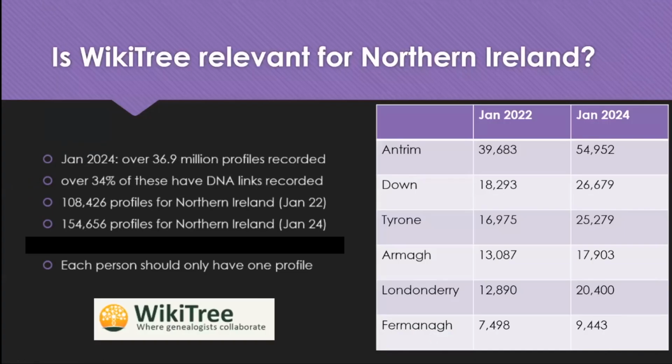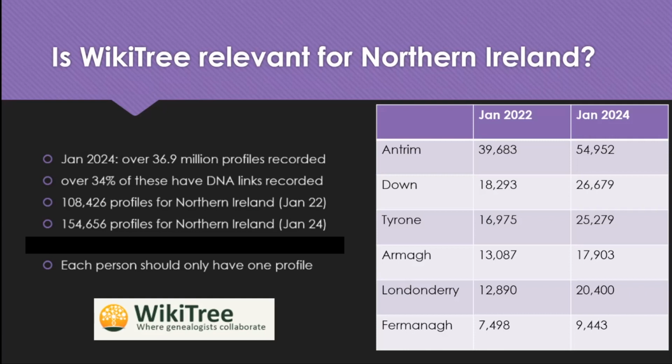So is WikiTree relevant for Northern Ireland? Because we're looking at this from a Northern Ireland perspective. And I'm just going to give you some statistics that might help you to make up your mind on that particular question. At the moment, there are over 36.9 million profiles recorded on WikiTree worldwide. That's as of yesterday when I updated these figures.